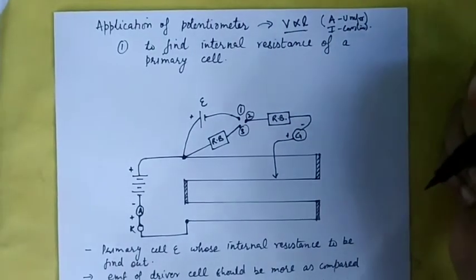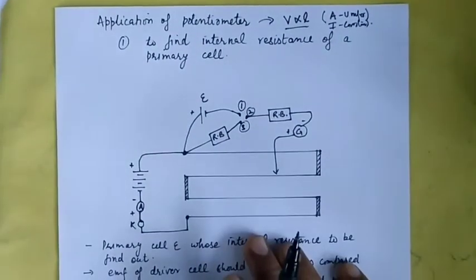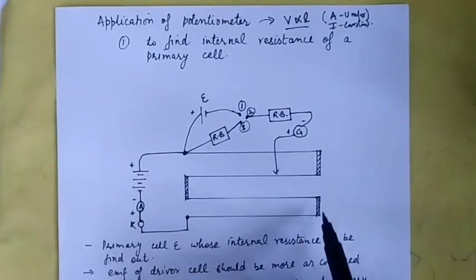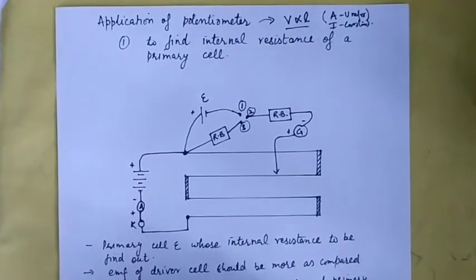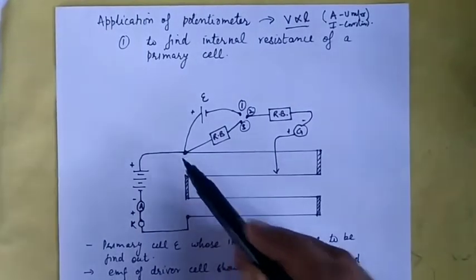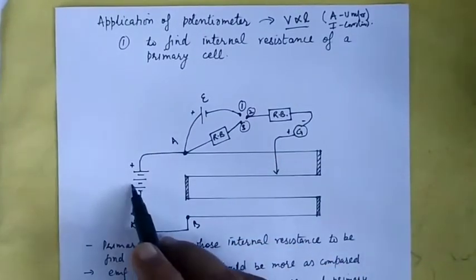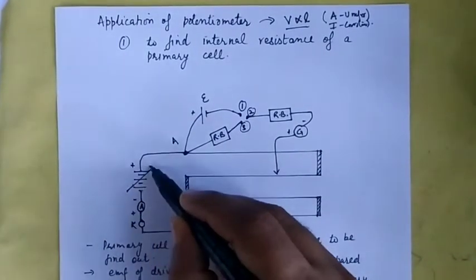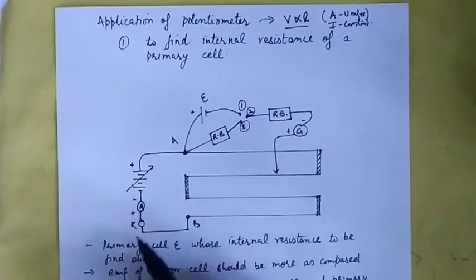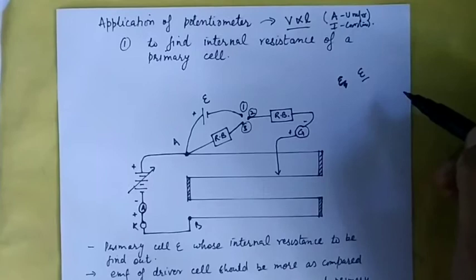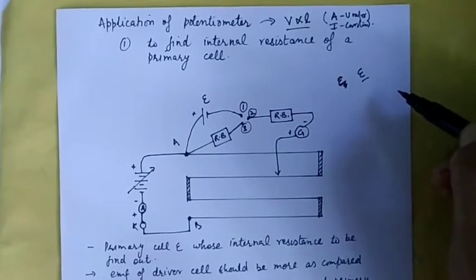First of all, let us discuss the potentiometer. A potentiometer is a 400 centimeter wire. Each wire is of 100 centimeter. Across the ends of the wire, that is A and B, we attach a variable battery, ammeter and key. Let E be the primary cell whose internal resistance is to be found out.